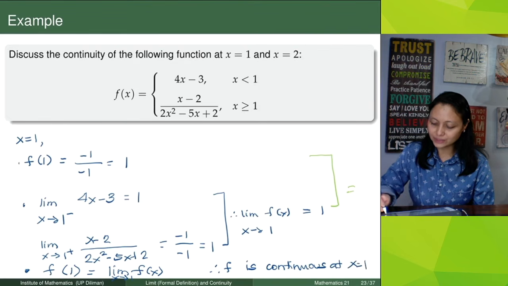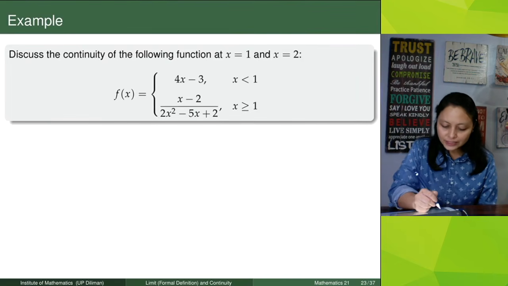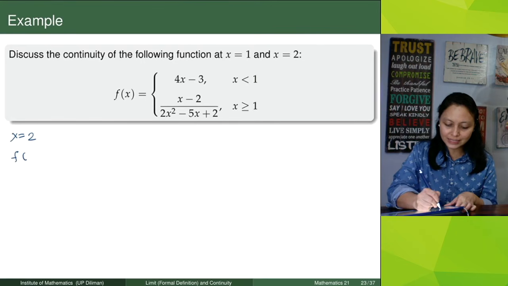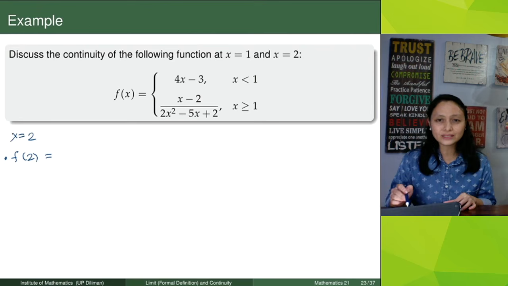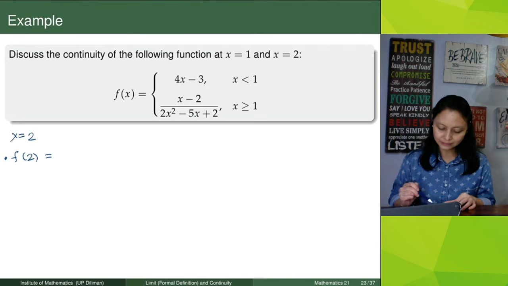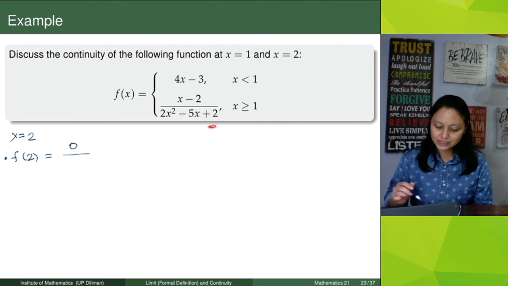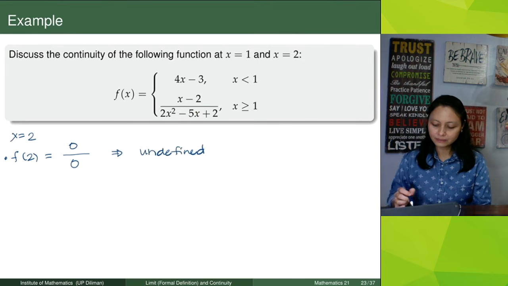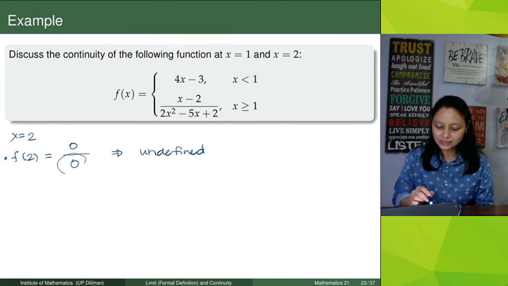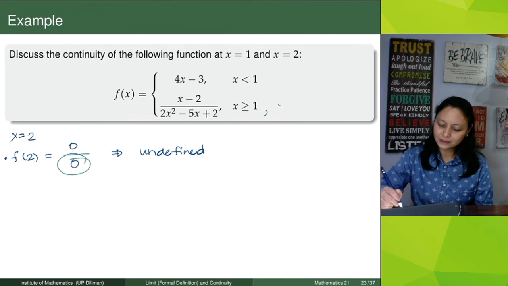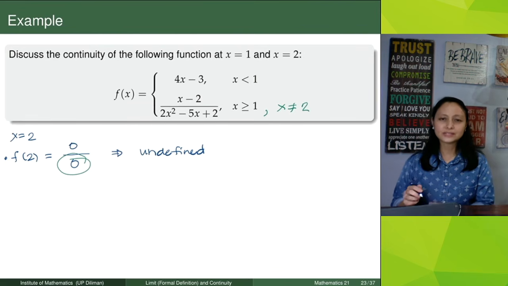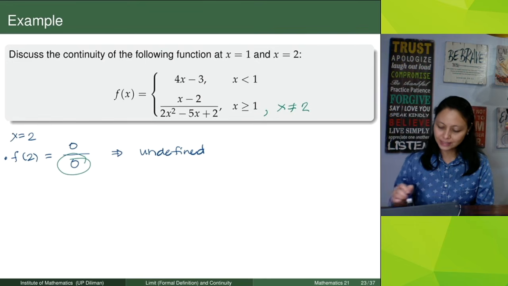at x equals 1. Now, let's consider or check the continuity at x equals 2. Yung mga i-check natin. So, first, get f of 2. Okay, so 2 is greater than 1. Kaya, itong piece na ito yung gagamitin natin. If you substitute 2, you get 0 over 0. F of 2 is undefined because your denominator is 0. So, dapat dito pala kasama x not equal to 2. Okay, so we say that the function is undefined when x equals 2.